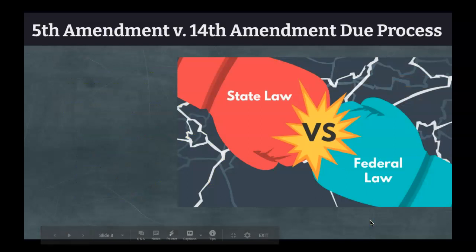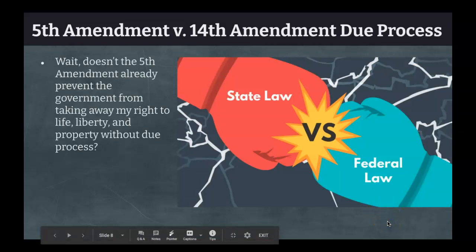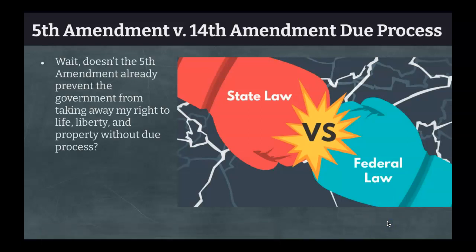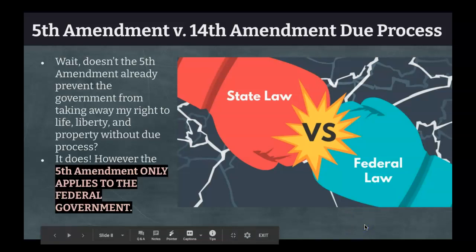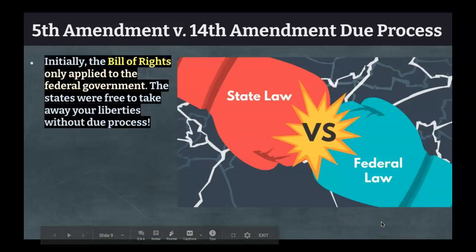So now let's take a look at the Fifth Amendment versus the 14th Amendment in terms of due process. Keep in mind that the Fifth Amendment already prevents the government from taking away our rights to life, liberty, and property without due process. However, the Fifth Amendment only applies to the federal government. It does not apply to the state governments. Initially, the Bill of Rights only applied to the federal government. The states were free to take away your liberties without due process.